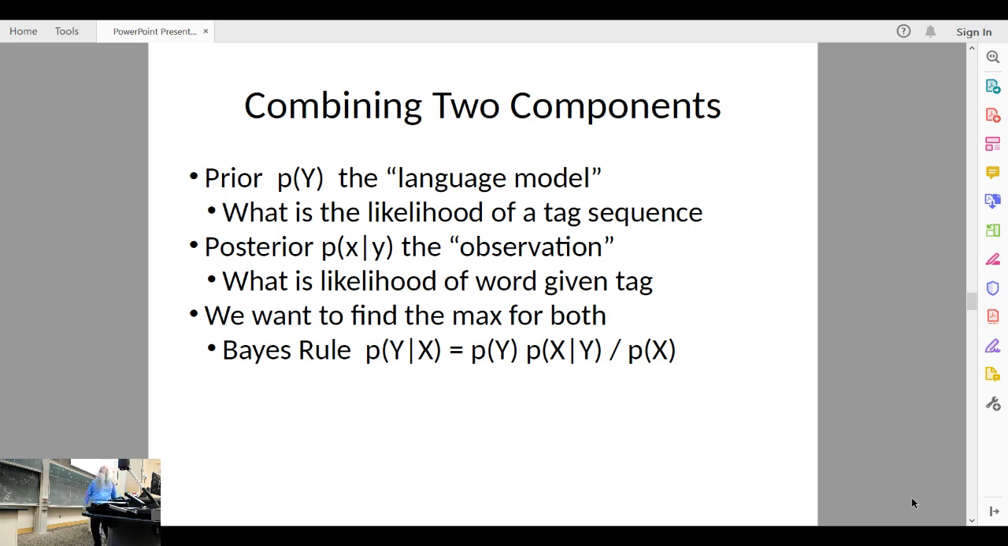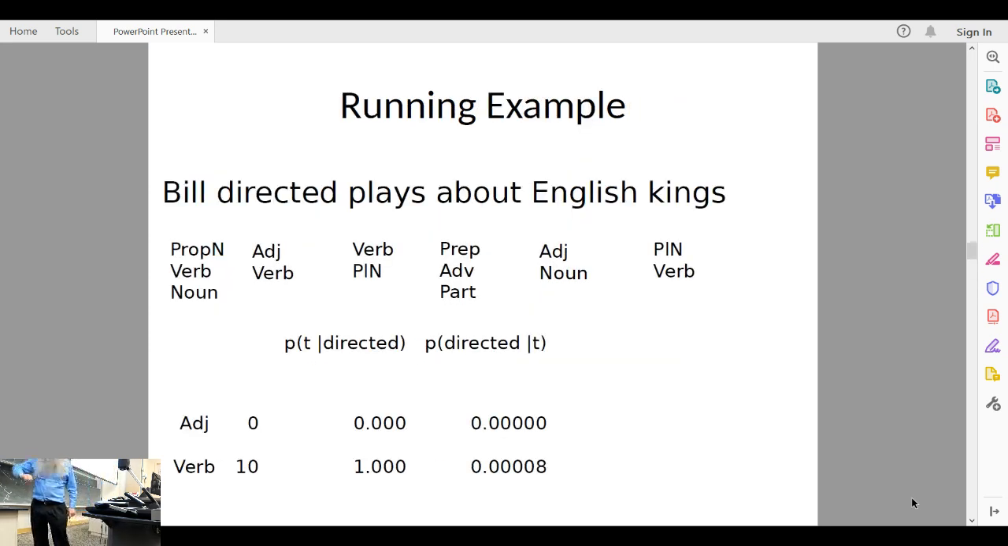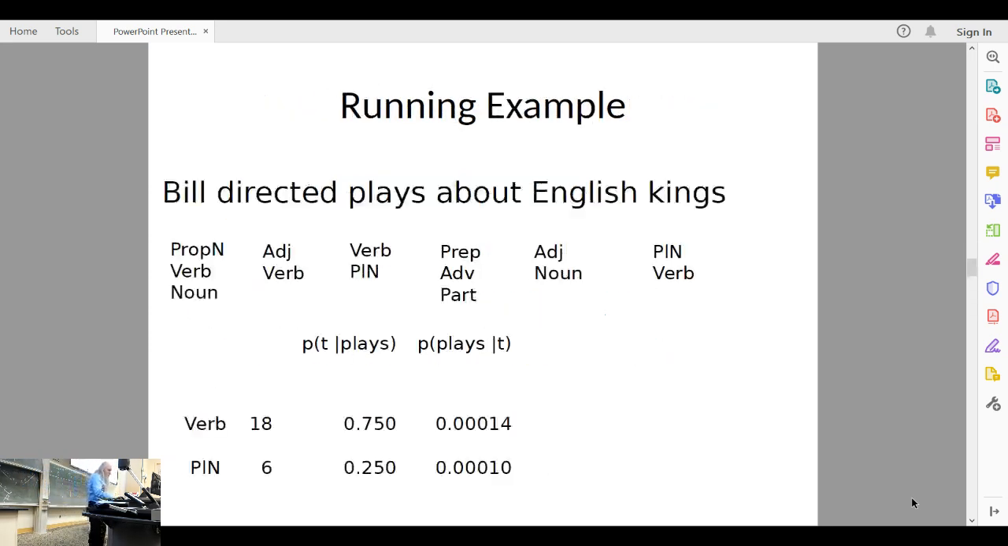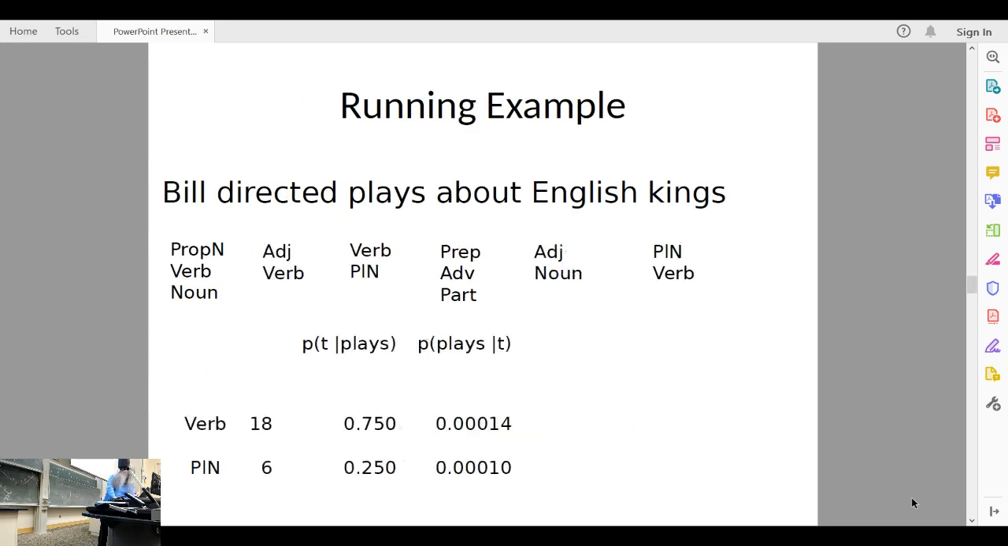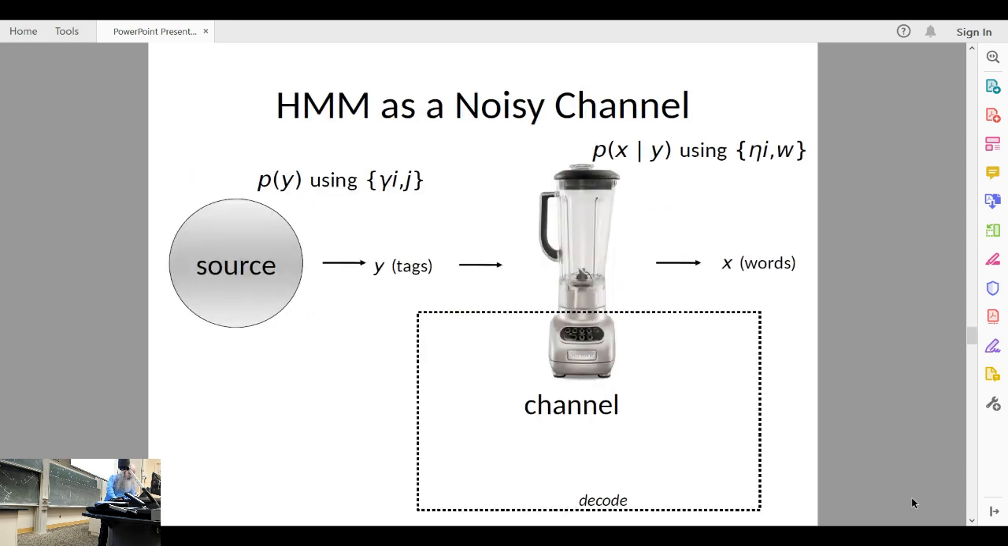Okay? And we have the observation, and what's the likelihood of the word given the tag. So there are these two components that we've talked about. So we've got these original ones, where we've got the probability of the tag given the word, and the other one is the probability of the sequences.